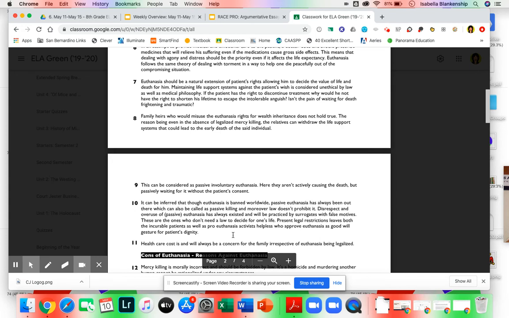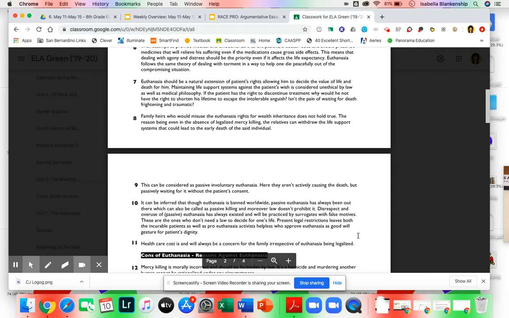Disrespect and overuse of passive euthanasia has always existed and will be practiced by surrogates with false motives. These are the ones who don't need a law to decide for one's life. Present legal restrictions leaves both the incurable patients as well as pro-euthanasia activists helpless, who approve euthanasia as a goodwill gesture for patients' dignity. Healthcare cost is and always will be a concern of the family, irrespective of euthanasia being legalized.